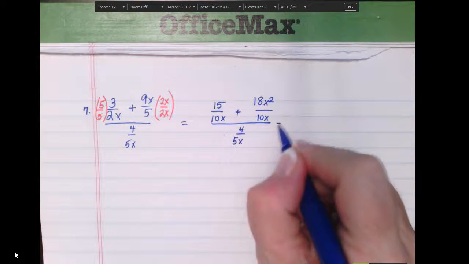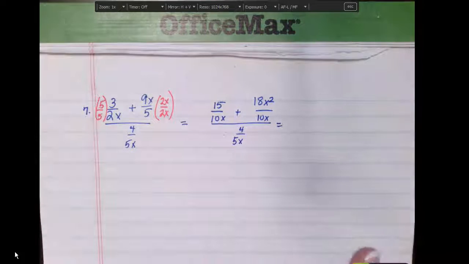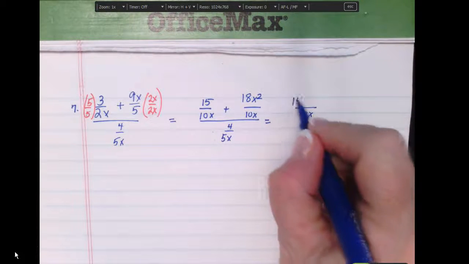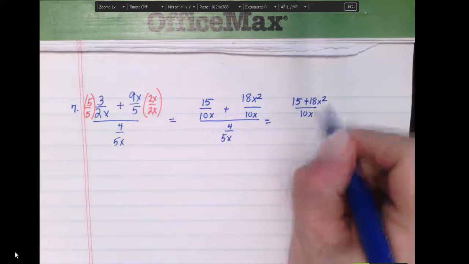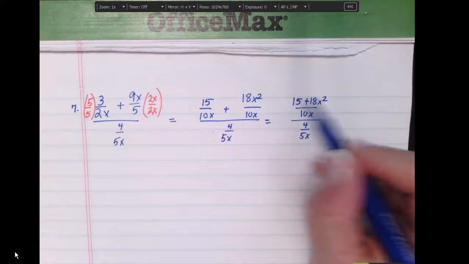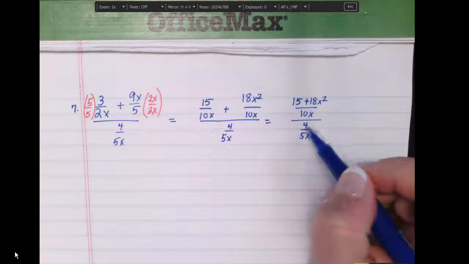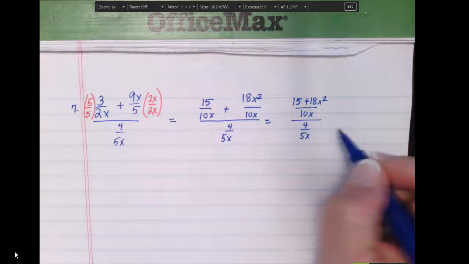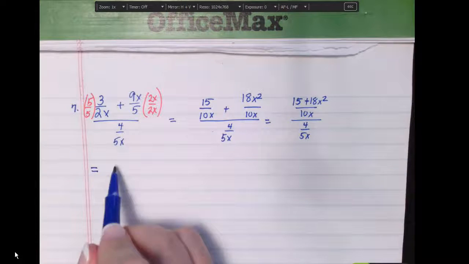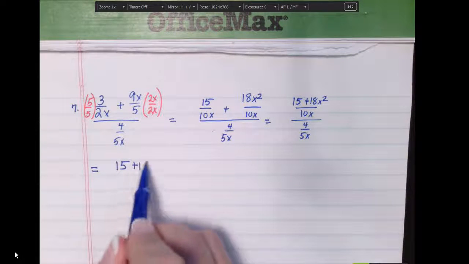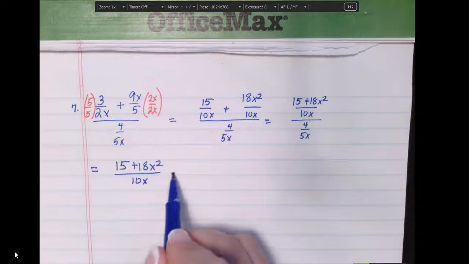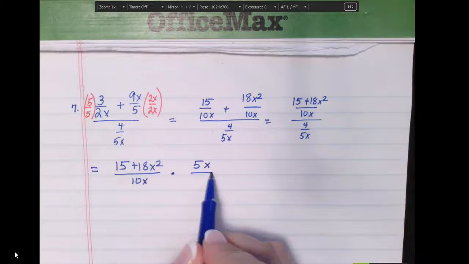So now I'm going to use my addition process where I keep the denominator and add the numerators, so that's 15 plus 18x squared, all over 4 over 5x. Now that I have expression over expression over expression over expression, I can use my division process, and I'm simply going to rewrite that. I'm going to take my original numerator and my original denominator, and I'm going to multiply by the reciprocal.